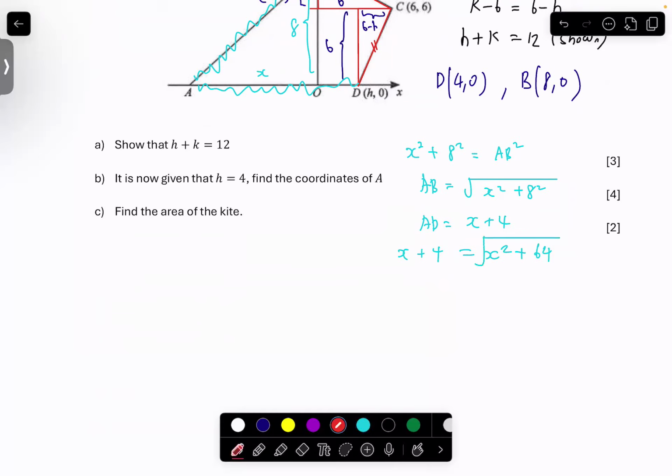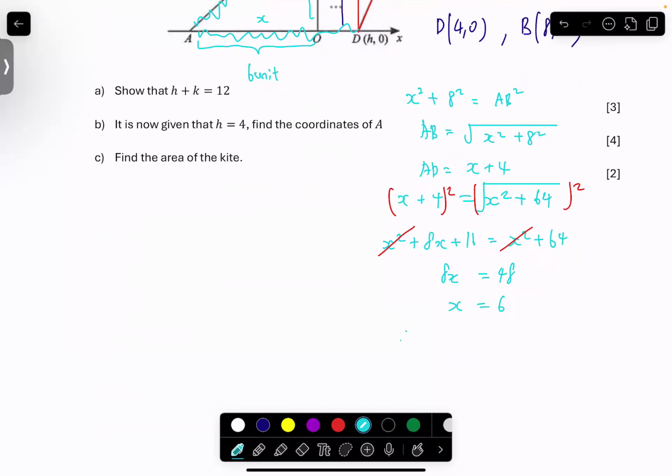So we can say that x plus 4 is equal to the square root of x squared plus 64. In order to remove the root, I'm going to square both sides. That will be x squared plus 8x plus 16 equals x squared plus 64. Take away x squared on both sides, shift the 16 over, so we'll have 8x equals 48. x equals 6. However, x equals 6 is just telling me that this is worth 6 units. If we move backwards, A should be negative, so the coordinates of A are (negative 6, 0).